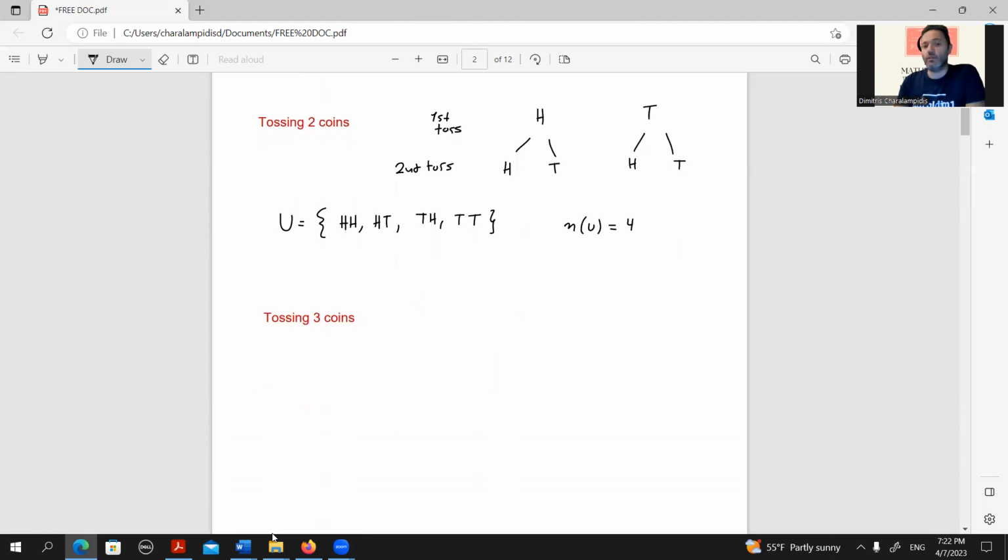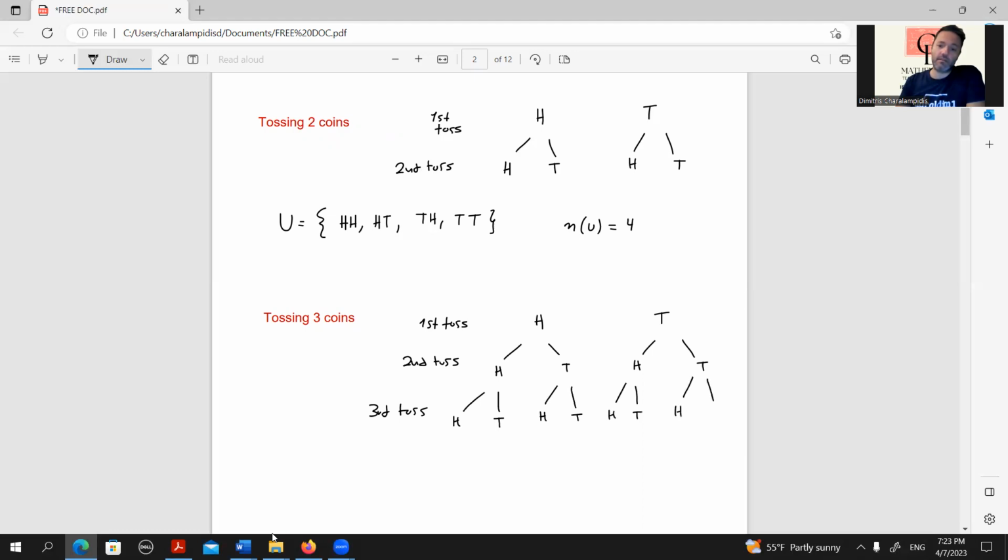Let's toss 3 coins now. We will still follow the same process. In the first toss, we could have either heads or tails. In the second toss, regardless of what happened in the first one, we still have 2 different options, either heads or tails. In the third toss, we could again have heads or tails, for each of the previous branches. Finally, the universal set will include all these possible triplets this time.